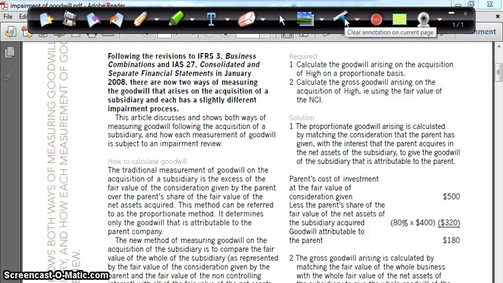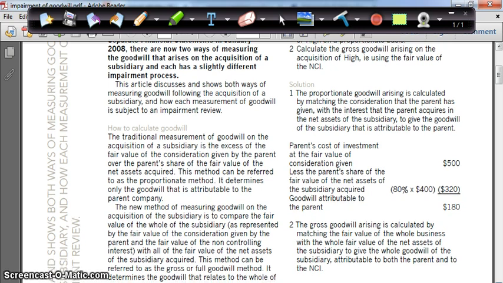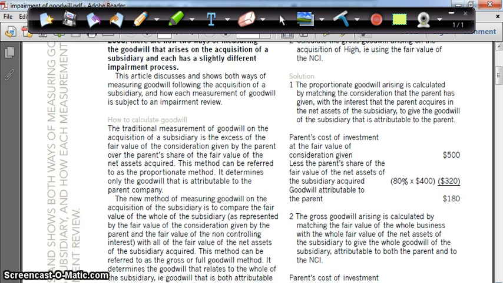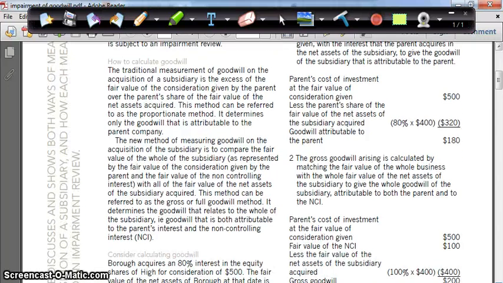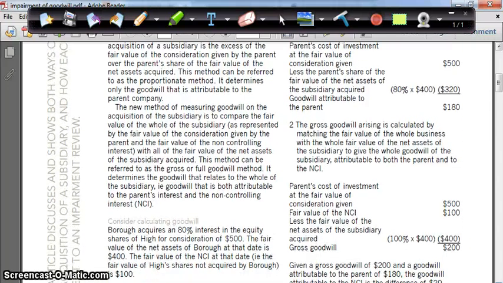Under the new method, or the full method, you're calculating the goodwill not only attributable to the parent, but also to the non-controlling interest. So here you're taking the consideration that's paid, the fair value, but also adding to that the fair value of the non-controlling interest, which is usually just given to you in the question. From this you carry on just the same and take away the fair value of the net assets. This gives you the total goodwill, so not just that of the parent, but also of the non-controlling interest. So let's look at an example of calculating the goodwill. We're given some details.